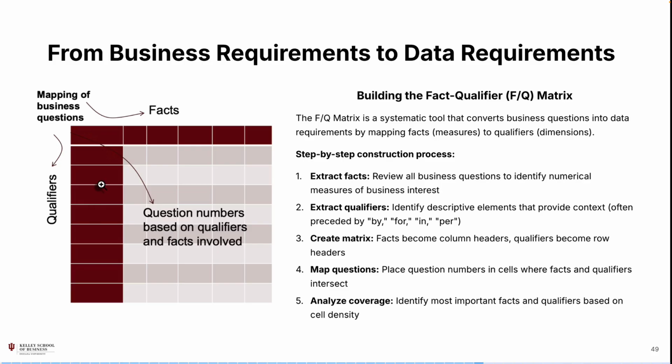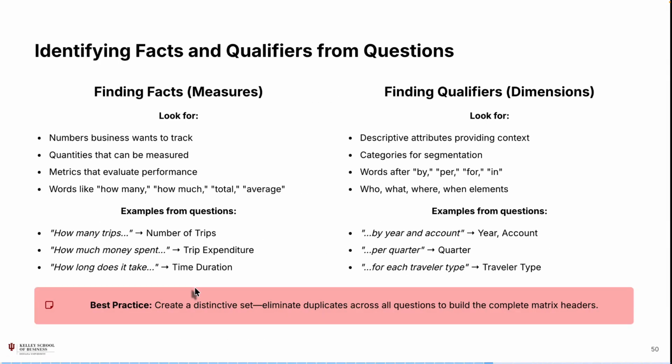The next step is that we map the questions, so we place a question number in the cell where fact and qualifier intersect. The last step is to analyze the coverage. We identify the most important facts and qualifiers based on the density of the cells. In the travel service, the measures are the number of trips and the quantities. When we look for qualifiers, we look for descriptive attributes, for example, who, what, where, when, those elements.